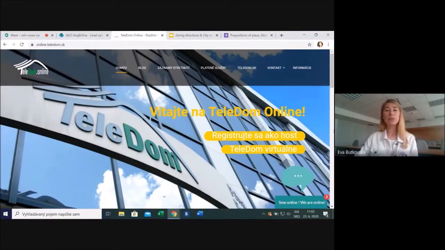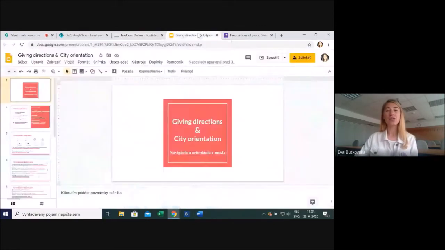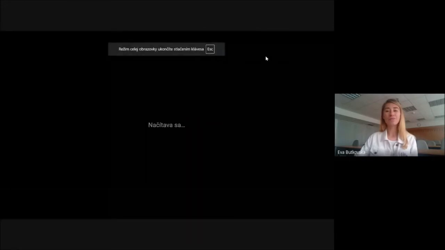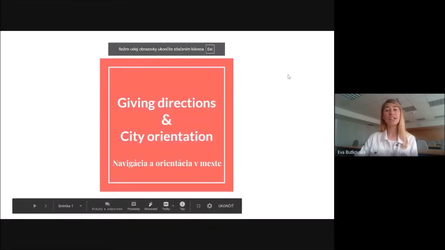Today's English lesson will be led only in English, but please remember that this is an open lesson. So if you don't understand or want me to translate a word or a phrase, please just stop me anytime and I will be happy to go back. So let's move on to today's topic, and that is giving directions and city orientation.